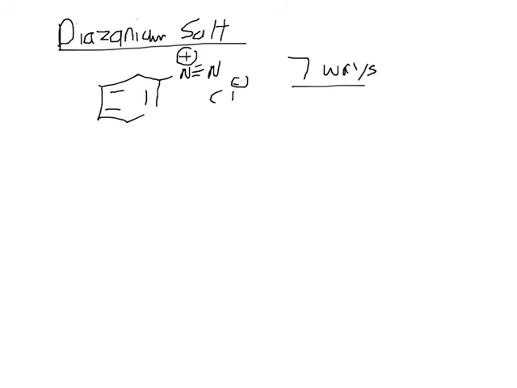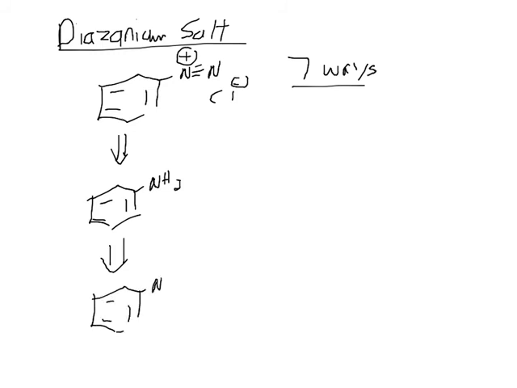So that's a nice way to turn, because where did the diazonium salt come from? What was it before? One step back, it's an amine, like an aniline. And one step back from that is an NO2, a nitro group.